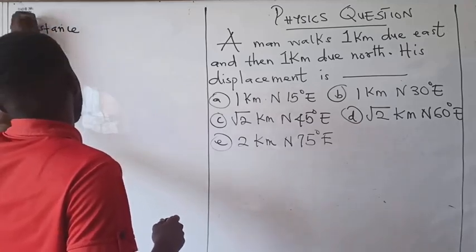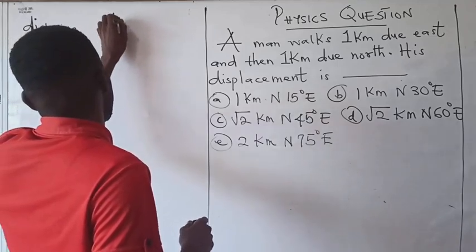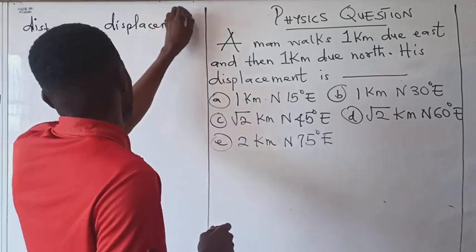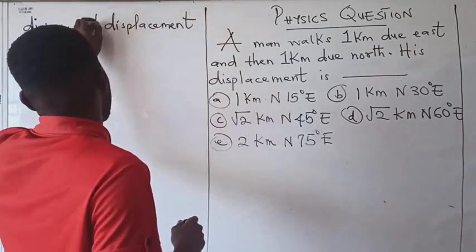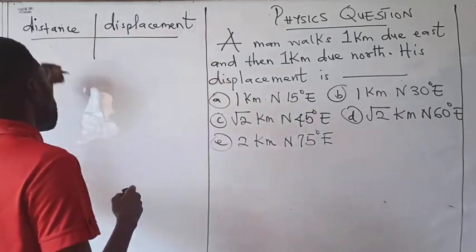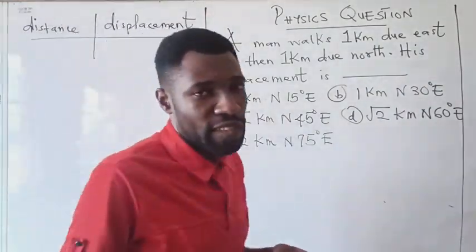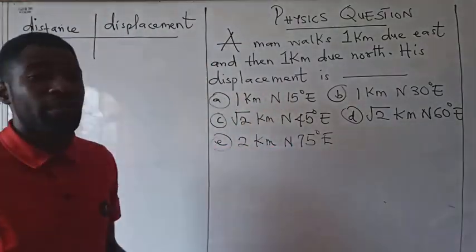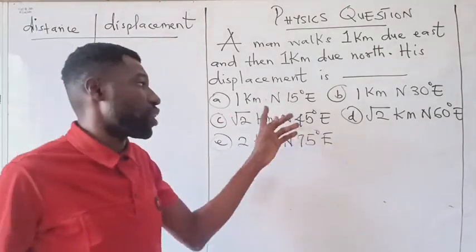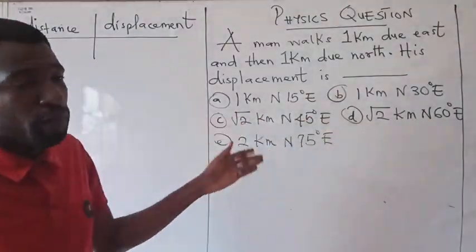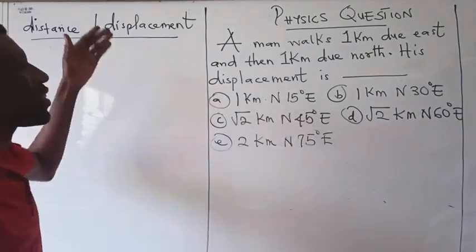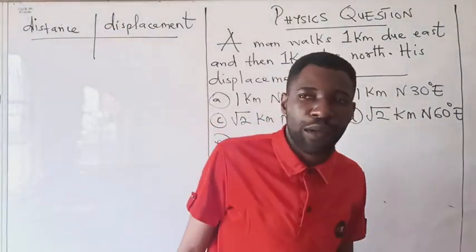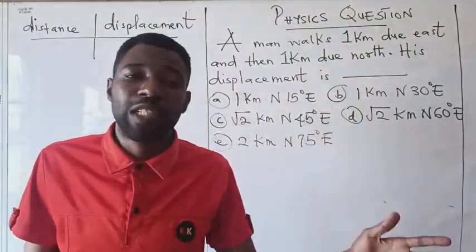They are what I call distance and displacement. One similarity between these two quantities is that they have the same SI unit. You can measure either in meters or kilometers, as you can see in the respective options on the board. So how do we know whether the question is talking about distance or displacement?